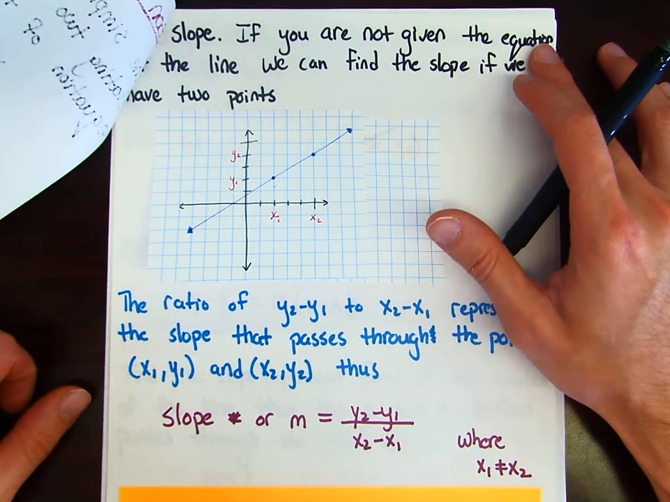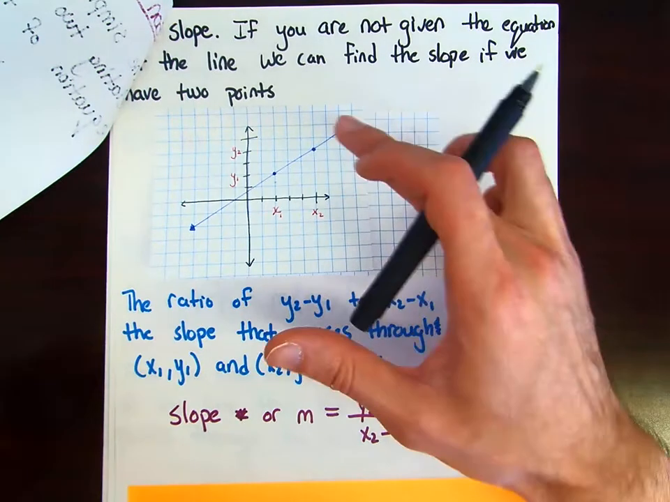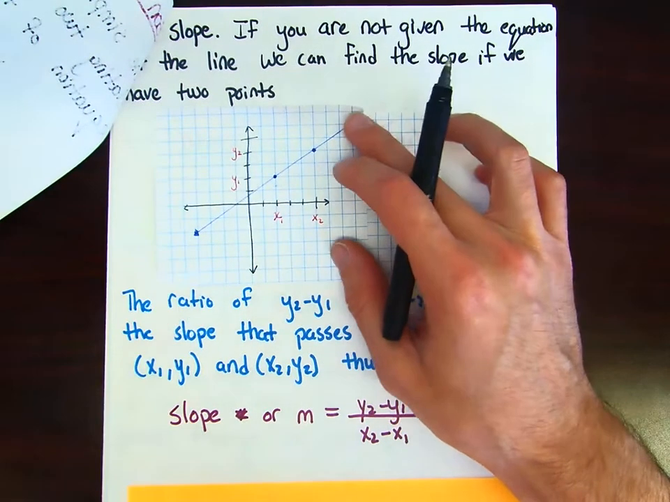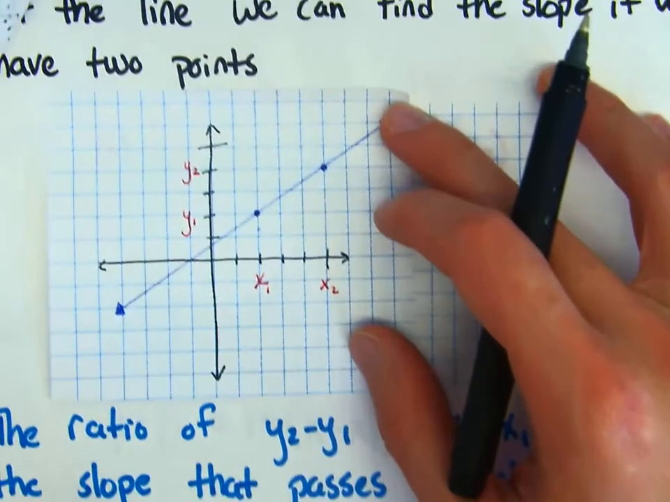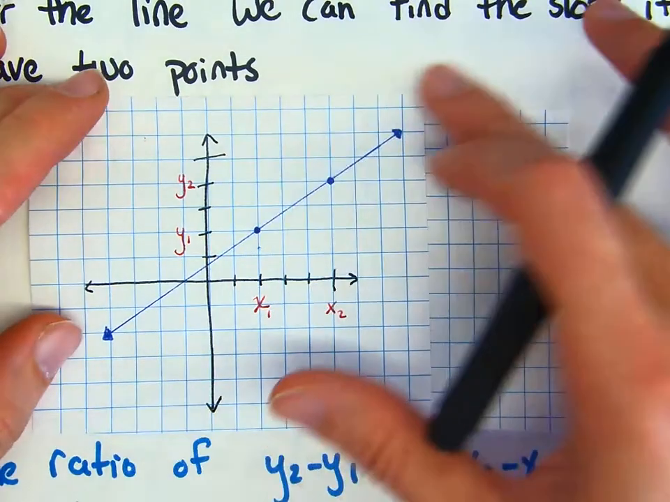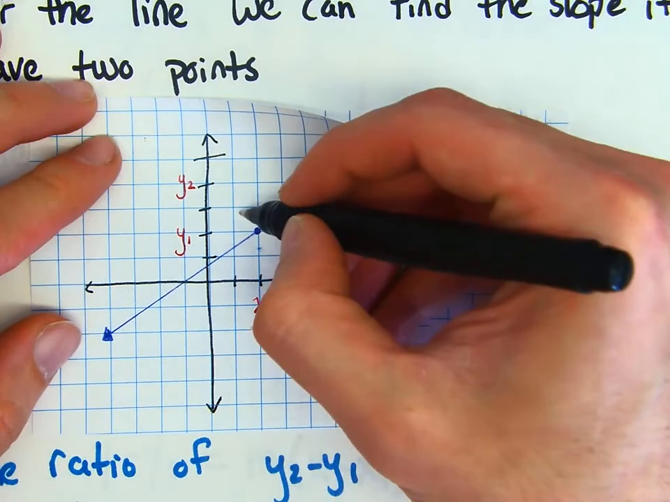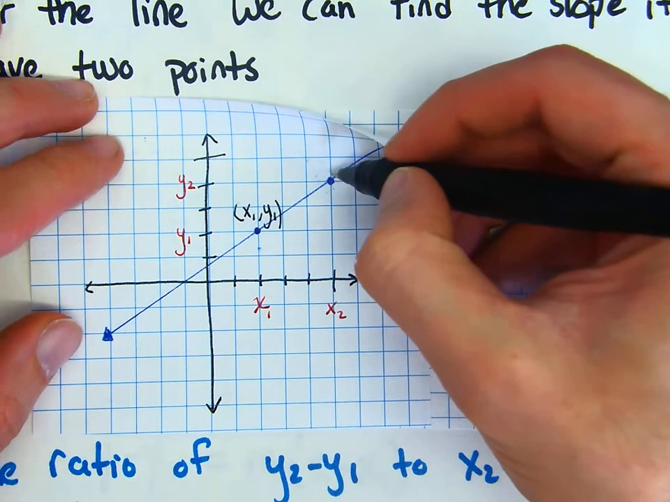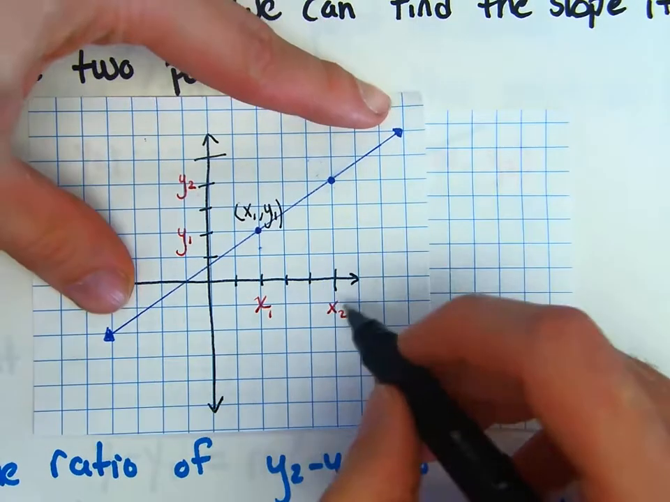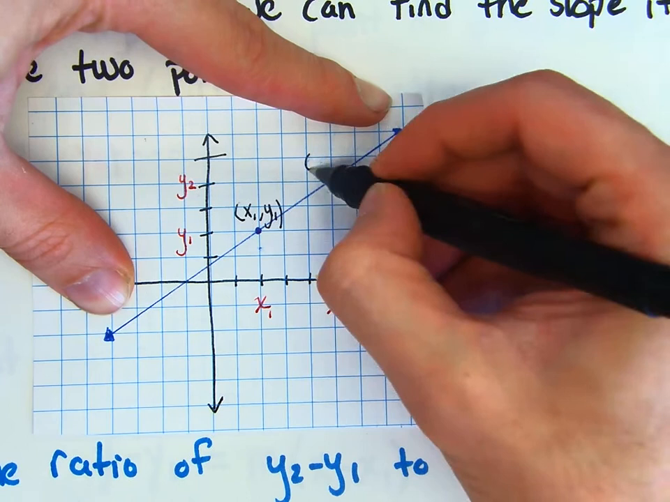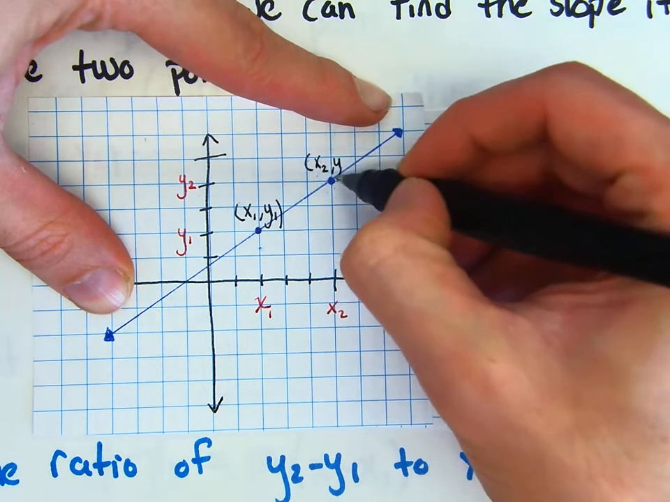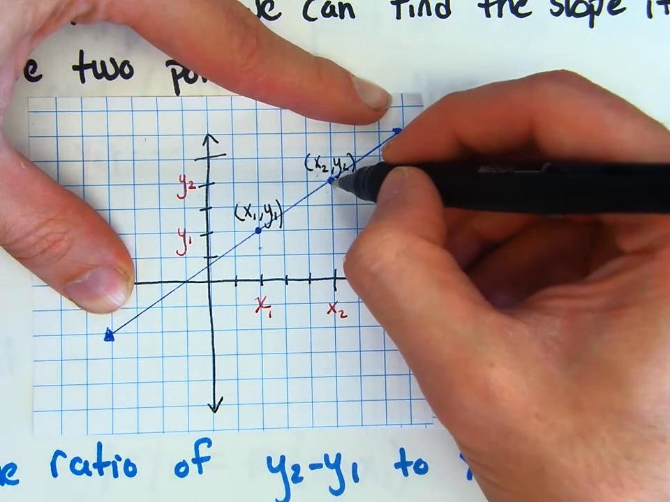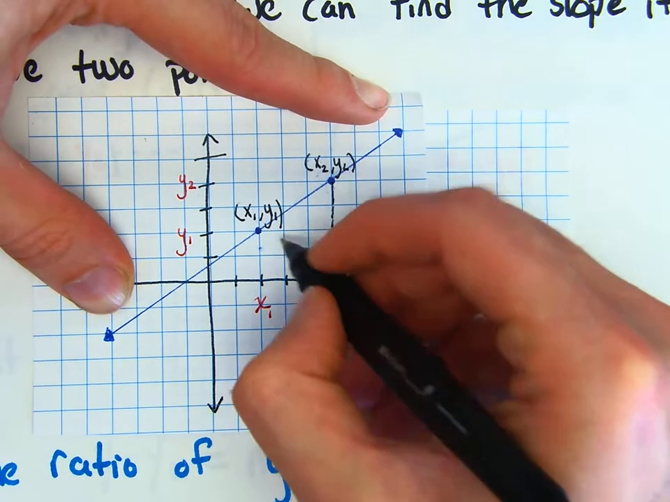If you are not given the equation of a line, we can find the slope of the line if we have 2 points. So here, let's take a look at this line over here. This is some line we have. This point over here is (x sub 1, y sub 1). And this point over here would be (x sub 2, y sub 2). How would we find the slope, or geometrically, what does the slope look like from here to here?